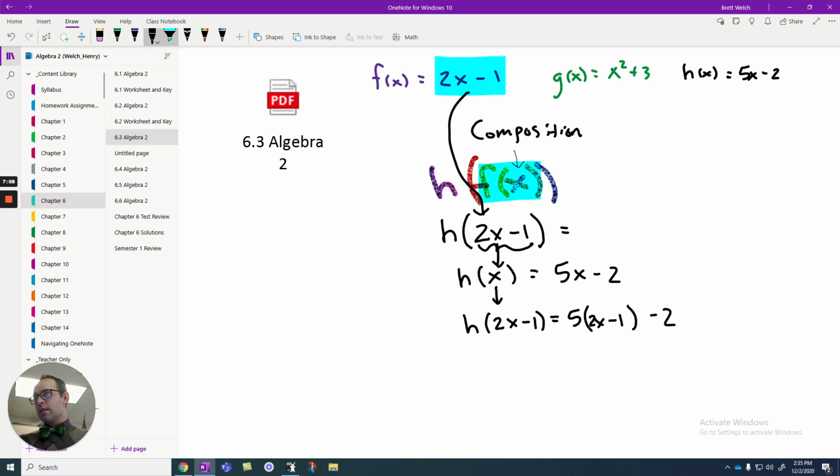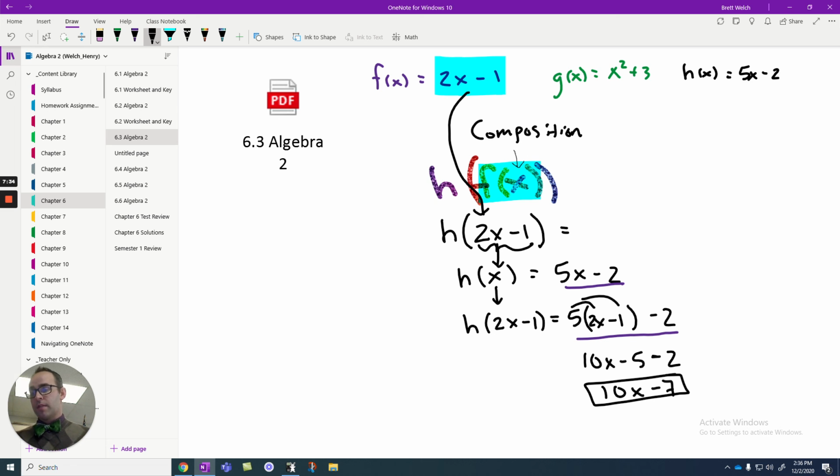Look at this pattern over here. Does 5x minus 2 still look like 5 times something minus 2? The structure should look the same. Now all I have to do is distribute and clean it up. This would become 10x minus 5 minus 2, or 10x minus 7. And that would be our simplification.